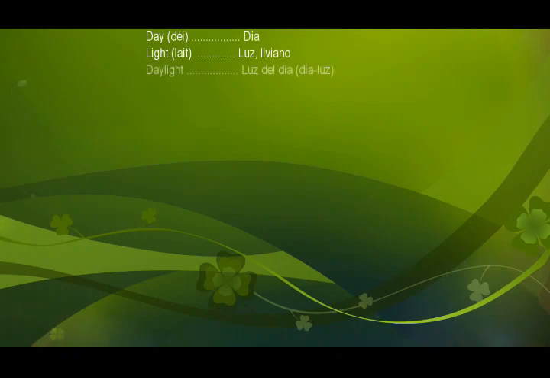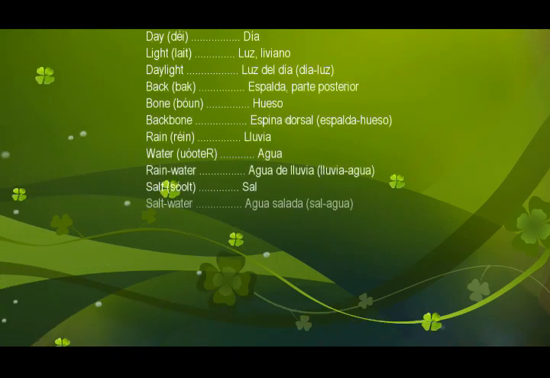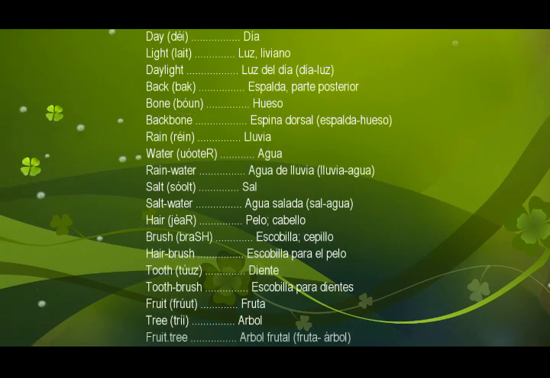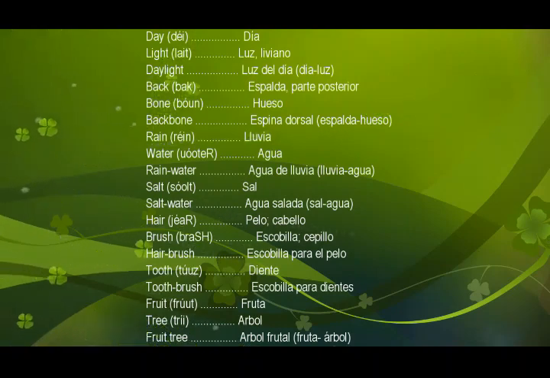Day. Light. Daylight. Back. Bone. Backbone. Rain. Water. Rainwater. Salt. Salt water. Hair. Brush. Hairbrush. Tooth. Toothbrush. Fruit. Tree. Fruit tree.